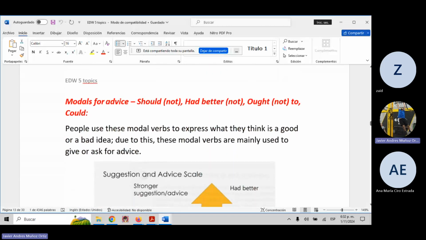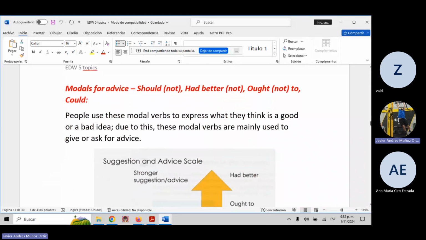So I'm going to do a quick recap just to remember how they work. These modals for advice are, as the name mentions, used to express the idea that something is good to be done or not so good to be done.